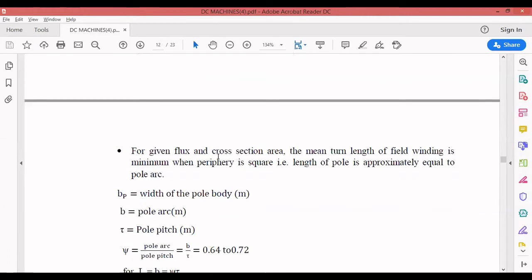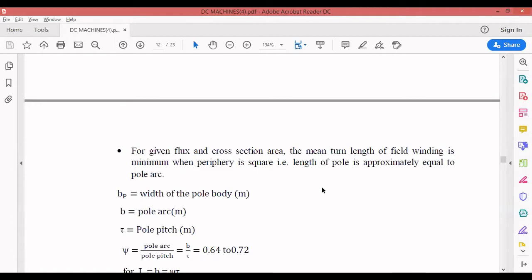For a given flux and cross section, the length of mean turn of field winding is minimum when the periphery is square and the length of pole is approximately equal to pole arc. What is the exact meaning of this sentence? For a given flux and cross section, the length of mean turn of field winding is minimum when the periphery is square and the length of pole is approximately equal to pole arc. Length of pole is exactly equal to pole arc.